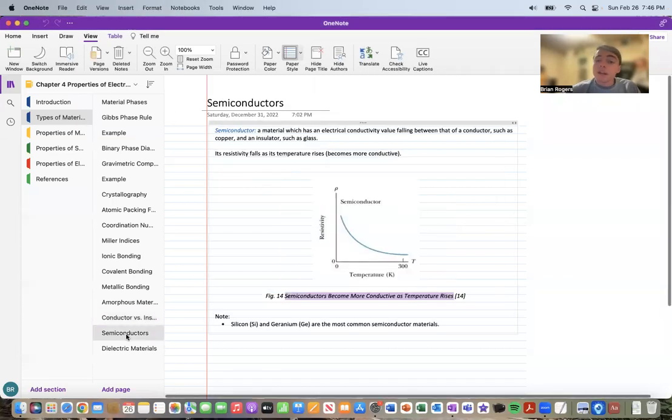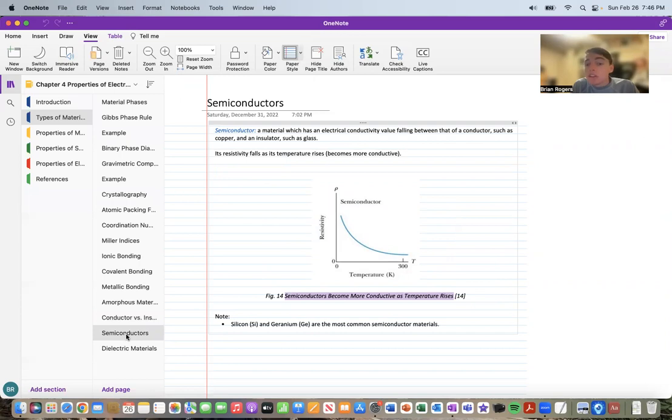Now, semiconductors. Semiconductors fall between the 2 of conductors and insulators. A semiconductor is a material which has electrical conductivity falling between that of a conductor and that of an insulator. And we like them because, depending on the temperature, it acts more as a conductor or it can act more as an insulator. So one common example of a semiconductor is silicon. You see that everywhere you go.